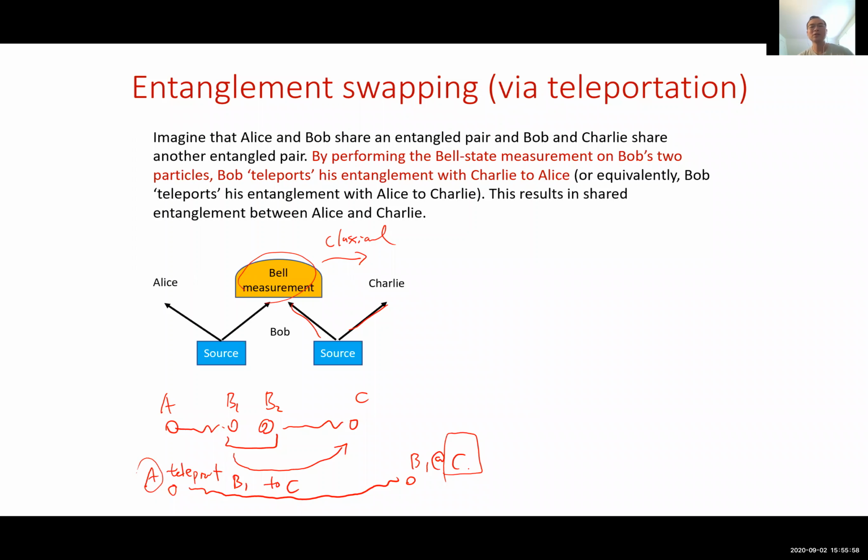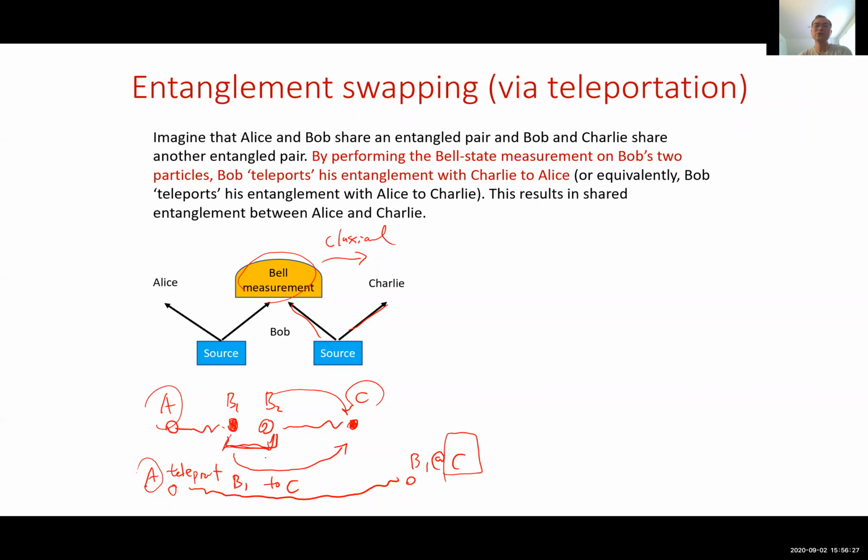I'm using teleportation to explain that. With teleportation, you can just think of the unknown state of B as being copied to C here. And whatever you have here would disappear, would be destroyed. So that means you would have A and C in the entangled state. Okay.